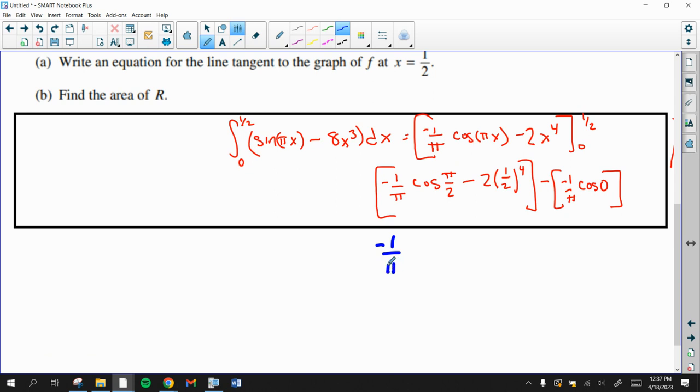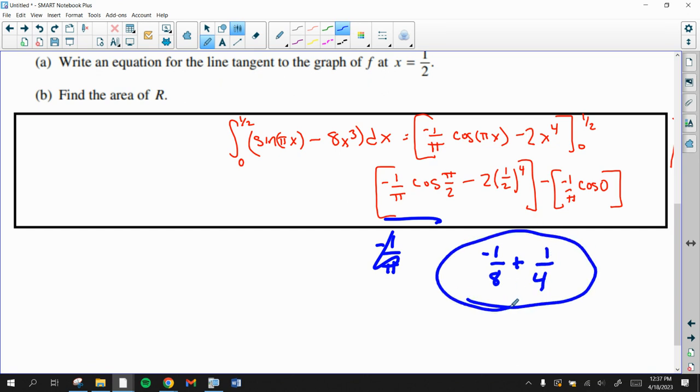But just because we know it, cosine of that's 0. This would be negative 2 over 16, so negative 1 over 8. And then cosine of 0 is 1, so plus 1 over pi. I would not do that, though. Again, keep it as the last line in the red. It's safer. Oops, I just said 1 over pi and I put a 4. See, again, there we go. It's just something really dumb that I could have avoided. All right, so that was B.